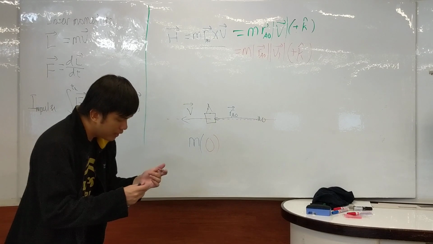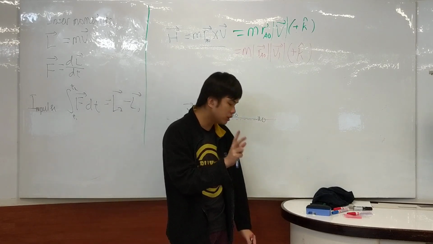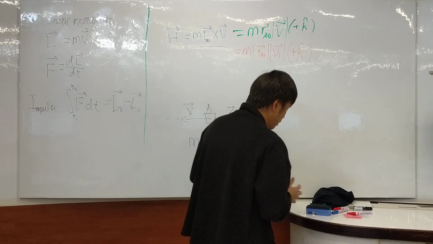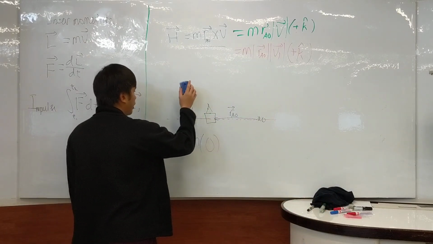So that's how we prove that there is actually an angular rotational property in every single motion that's possible, even for linear motion. So that's the first thing I want to point out.